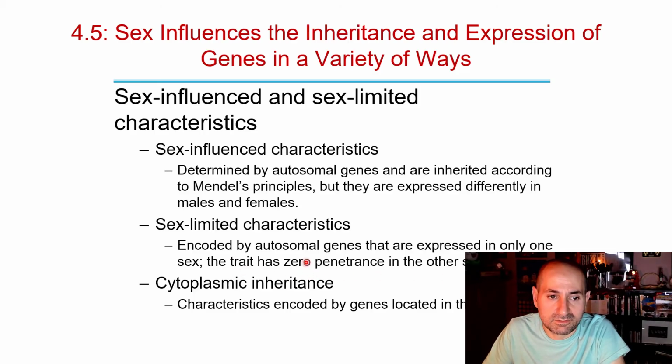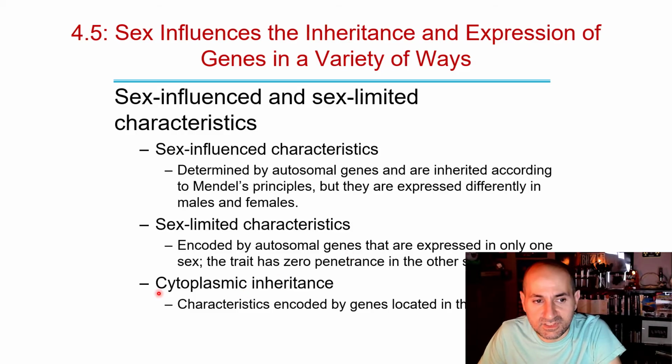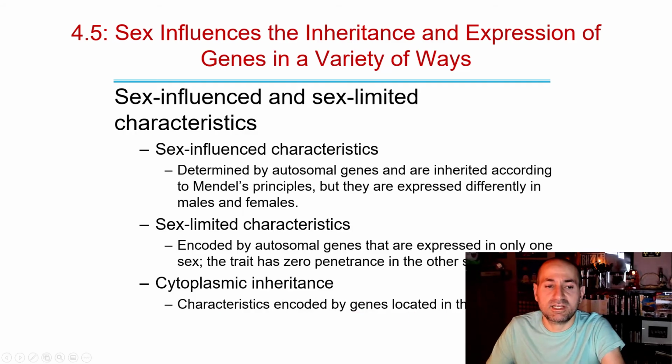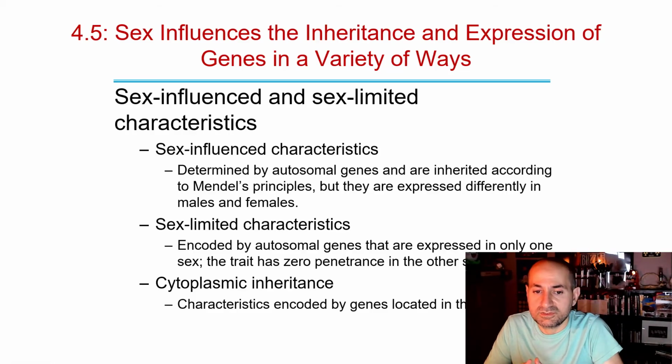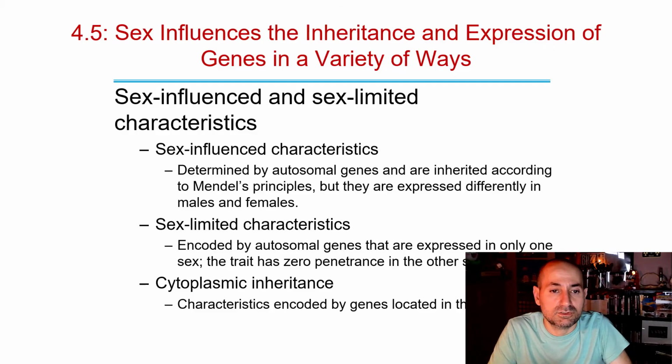So they're only found in the one sex, even though, again, they are autosomal genes, which means their locus is not on the sex chromosomes, X or Y. And then there's cytoplasmic inheritance. This is where characteristics encoded by genes located in the cytoplasm occur. So you could have genes in the cytoplasm, and that can give you a phenotype. Genes in the cytoplasm can also include genes of the mitochondria.